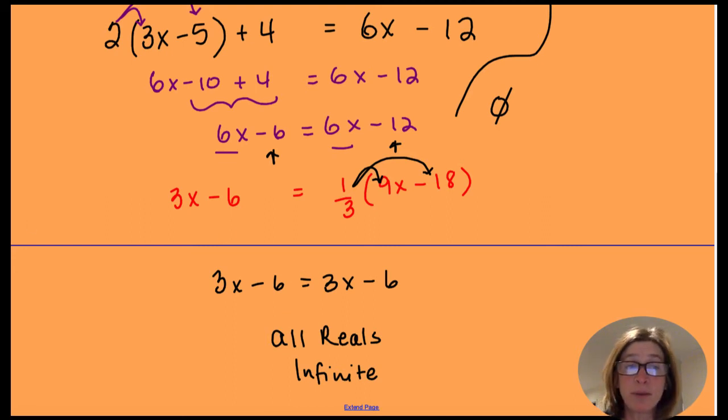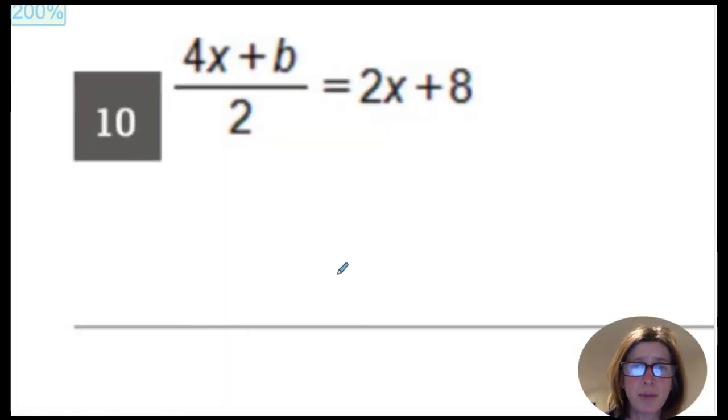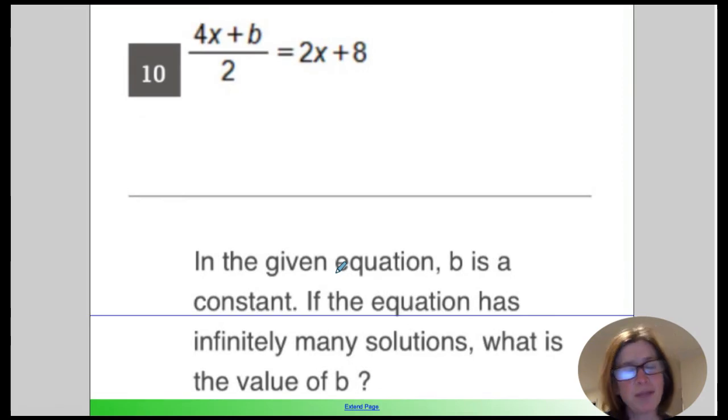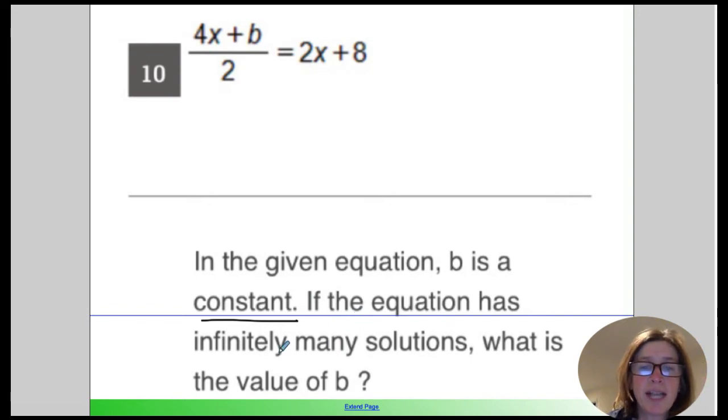All right, let's look at some questions. This was on a recent SAT. It was a multiple choice. I'm not giving it as a multiple choice here. It's question number 10 on the non-calculator. It says, in the given equation, b is a constant. Which just means a number, and they do that all the time, okay? Anytime they give you a, b, and c, they are not variables. They are numbers, okay? If the equation has infinitely many solutions, what is the value of b?